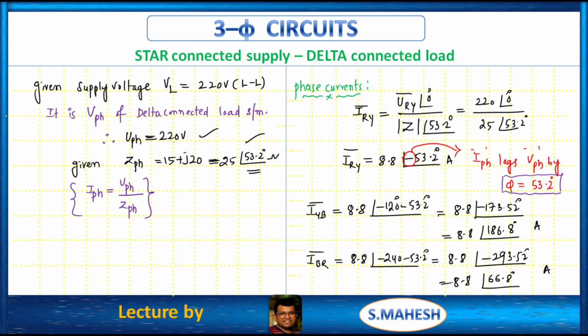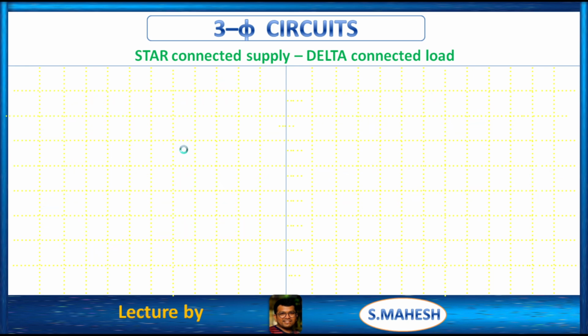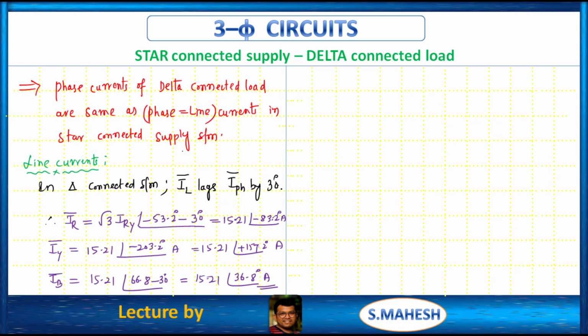We all know that the phase voltage is what? 220 at an angle 0. Like that, the phase voltage of Y is what? 220 at an angle minus 120. Like that, the phase voltage of phase B is what? 220 at an angle plus 120. That's it. Now we have to get the phasor diagram.